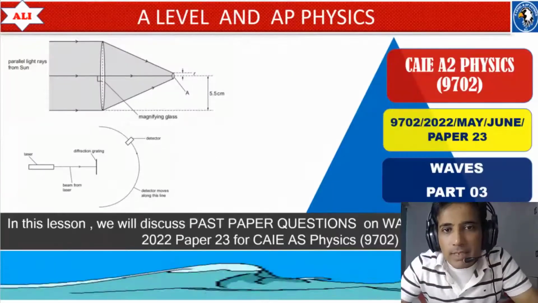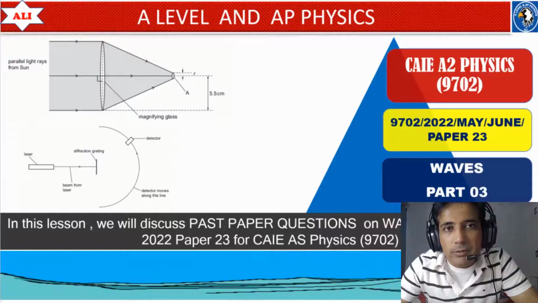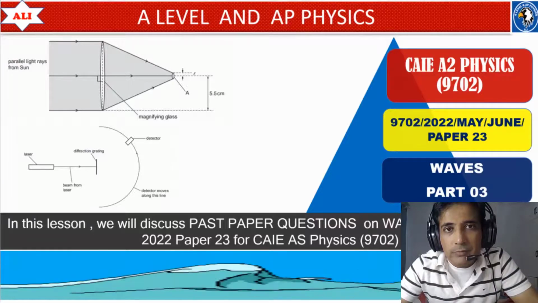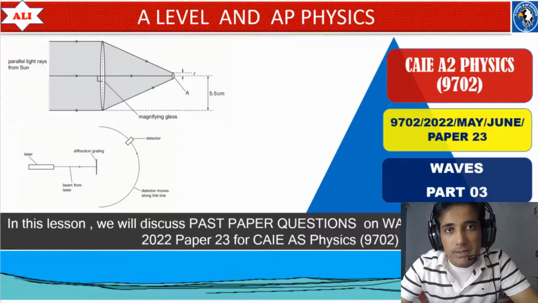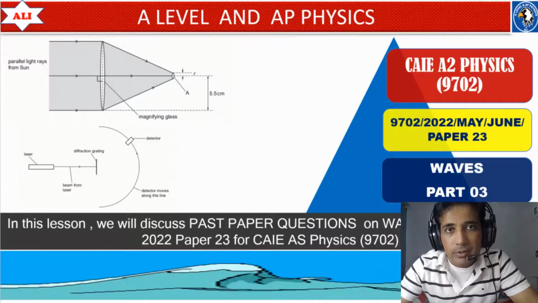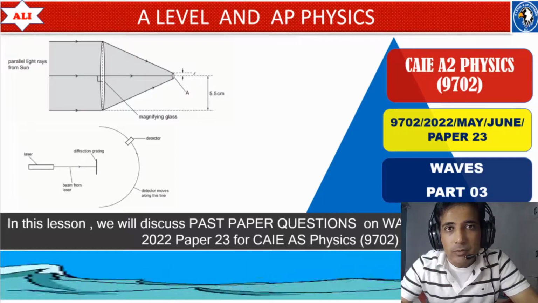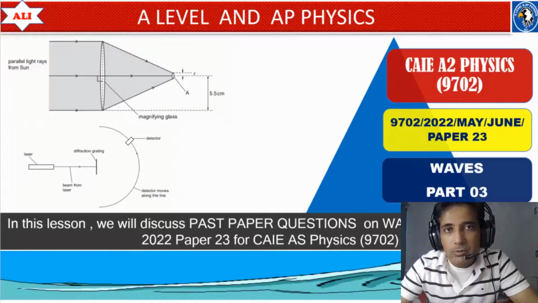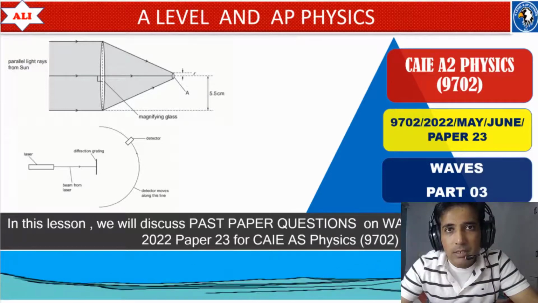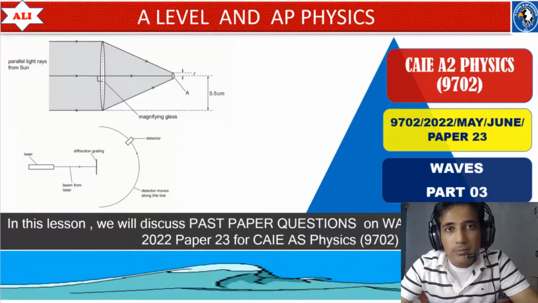Welcome to A-Level and AP Physics. In today's class, we will discuss past paper questions on waves from May June 2022, paper 2. In this class, we will discuss waves, intensity, and Young's double slit experiment. We will discuss these concepts in detail by solving past paper questions. So watch the video carefully and try to improve your conceptual understanding of these concepts. Let's study together. Let's improve together.